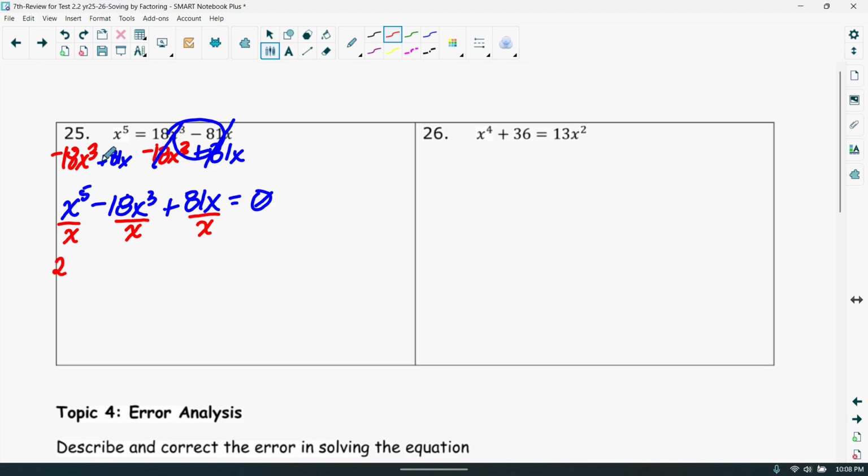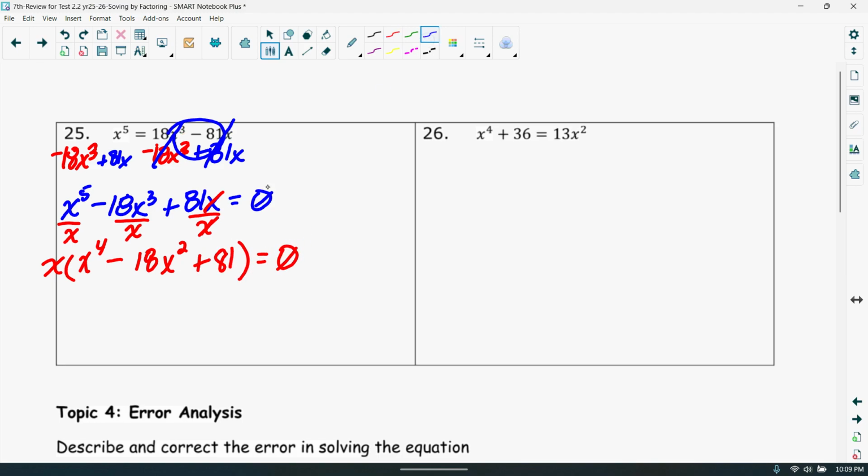Sorry about that. Let me fix this. So x parentheses, when we're dividing exponents, we just subtract exponents with the same base. So this is now x to the fourth minus 18x squared. The x is canceled, so plus 81 equals 0.